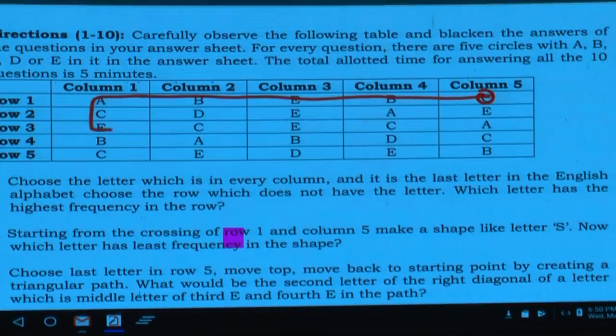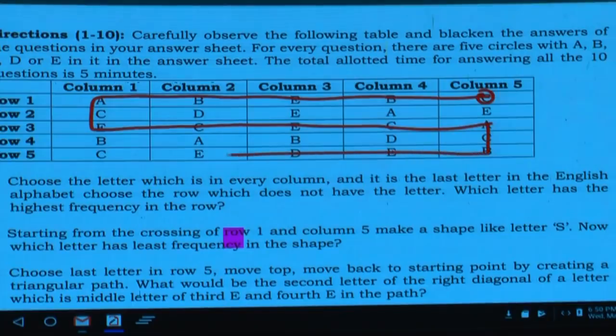We have to come down here. And again, in the third column, we have to move from left to right. Again, bottom. And again, we have to move like this. Now, whenever this S shape is given, this is how you need to approach. Done with this? In this one, make a shape like letter S.